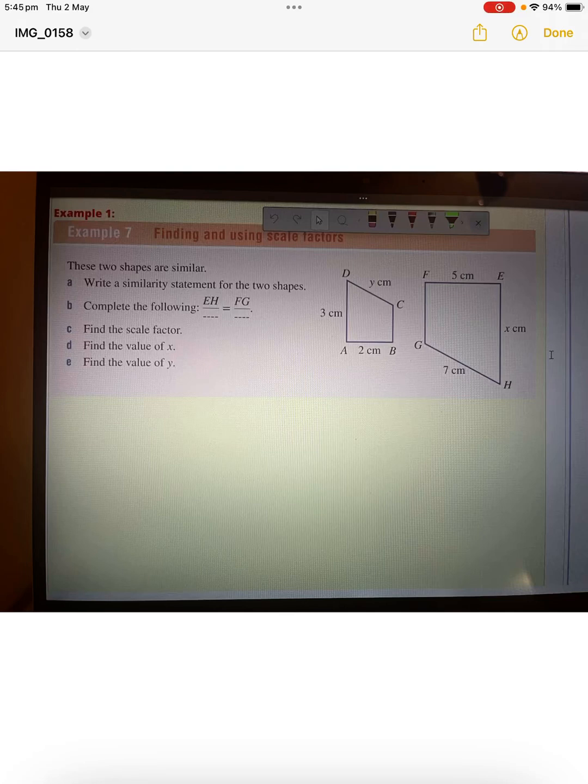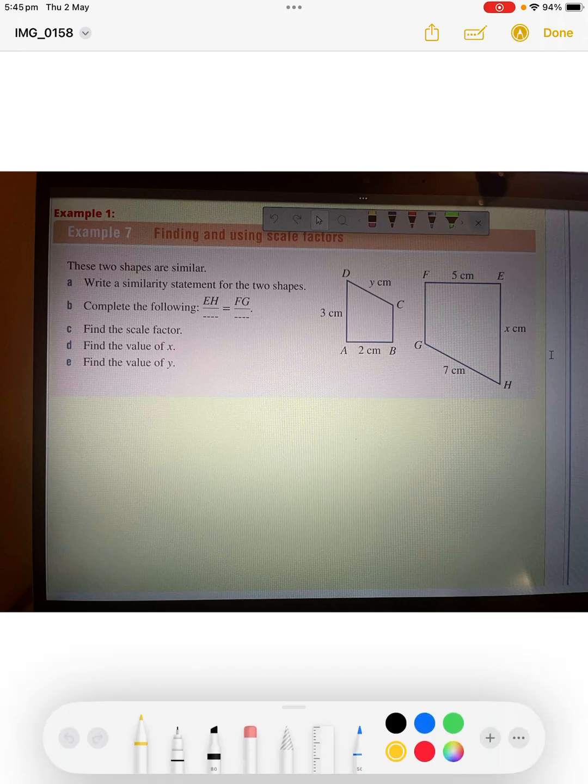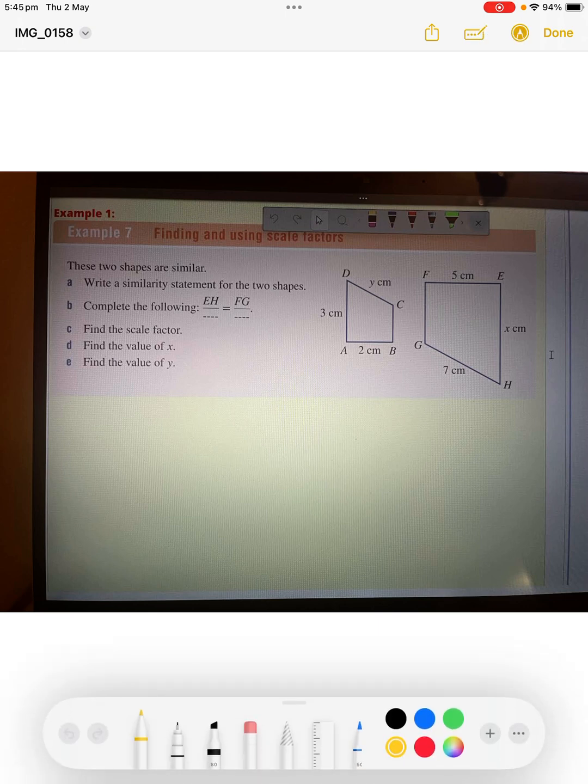In this question, we've got two shapes, and the question states these two shapes are similar. So similar, meaning they are the same shape, but they can be different sizes, and the shapes are in proportion. So we've got to work out the similarity statement. A similarity statement names the shape using the vertex points and then puts a similarity between them. They use either three vertical lines.